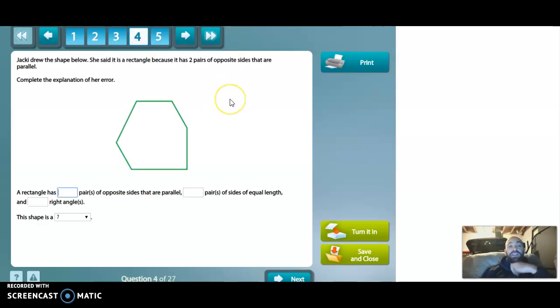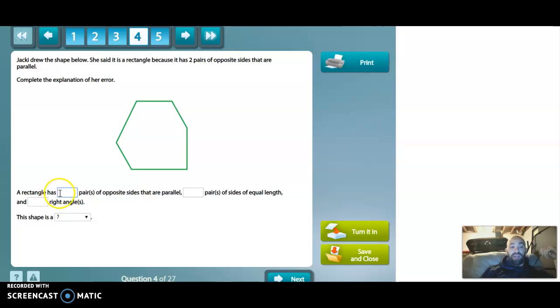Number 4, Jackie drew the shape below. She said it was a rectangle because it has 2 pairs of opposite sides that are parallel. Complete the explanation of her error. So obviously that means she's wrong. There's all kinds of stuff down here, okay? So let's kind of go through it.